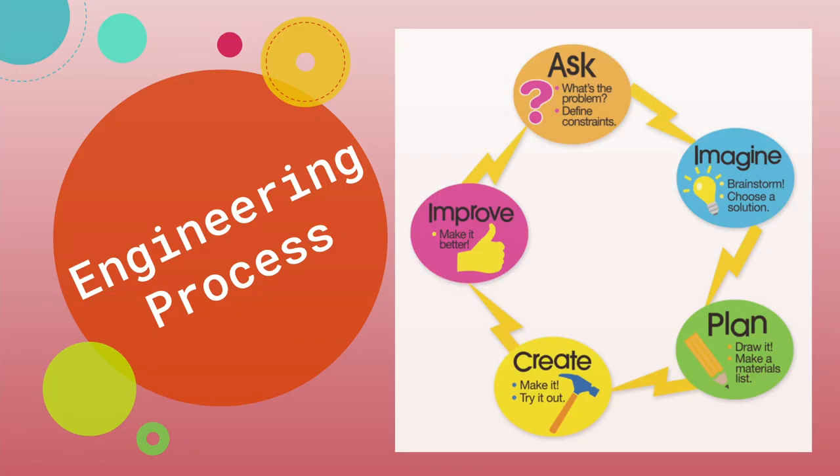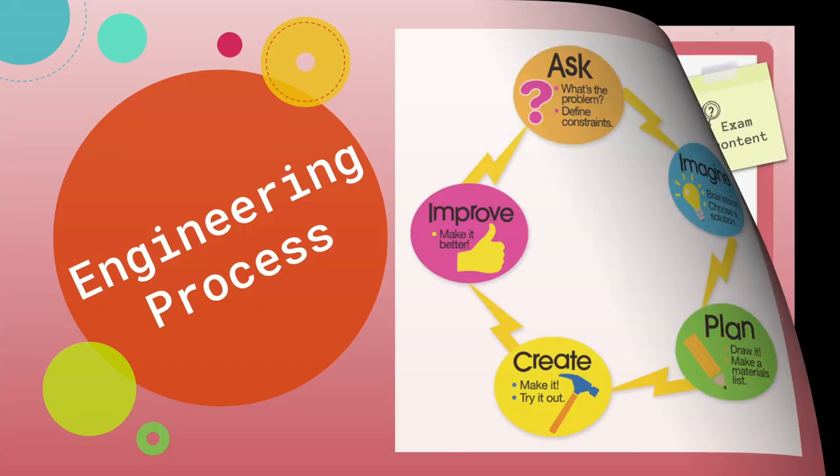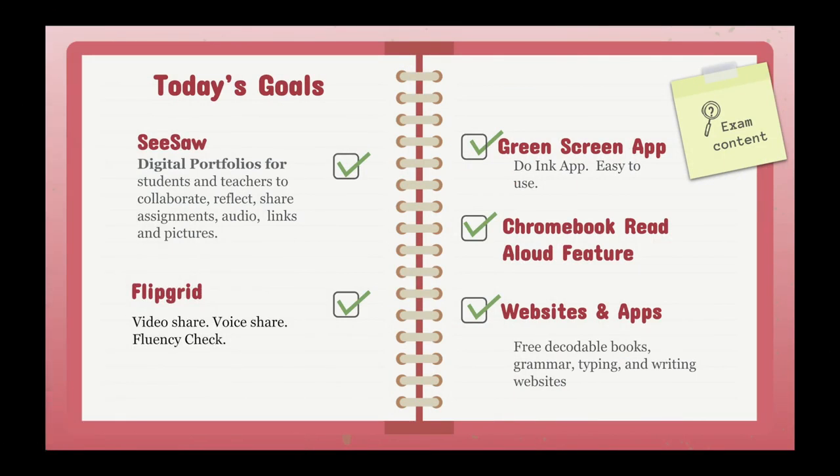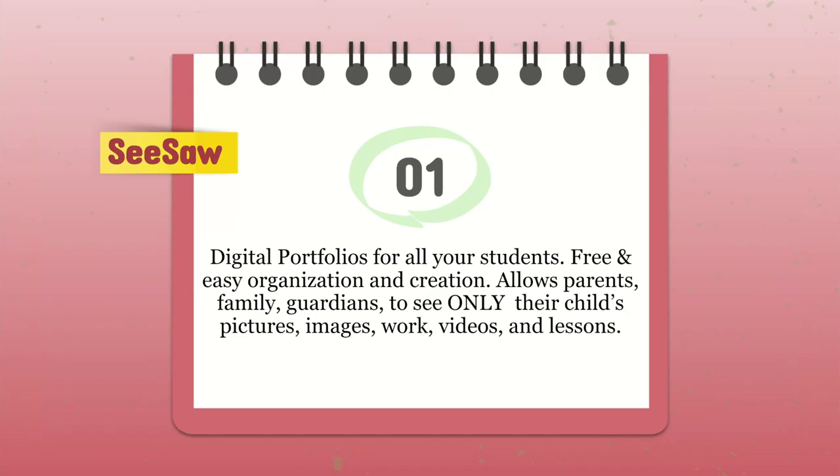The engineering process that we use in Moore County Schools looks like this: ask, imagine, plan, draw it out, create, and improve. We'll talk more about this process in this presentation. Today's session goals are to share about Seesaw, Flipgrid, green screen apps, Chromebook read aloud features, and websites and apps.